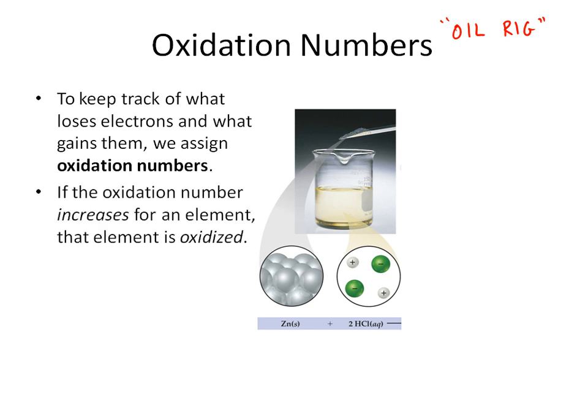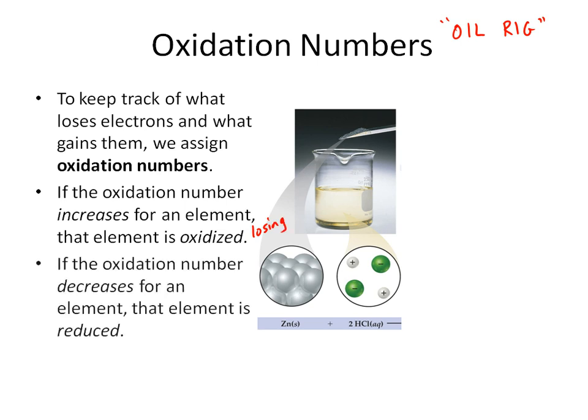So if the oxidation number for an element increases, that element is oxidized. So what does it mean for an oxidation number to increase? Well, we can see that an element is in effect becoming more positive. And it's becoming more positive because it's losing electrons. So this makes sense. On the other hand, if the oxidation number decreases, we call that reduction.